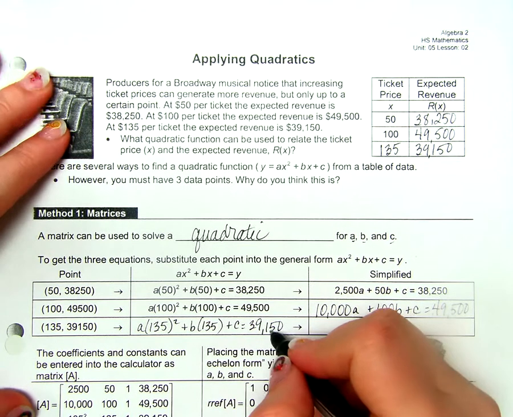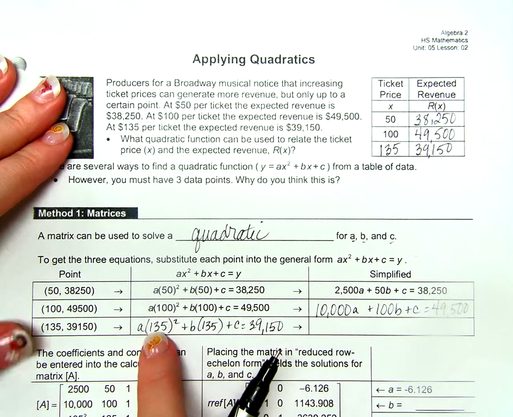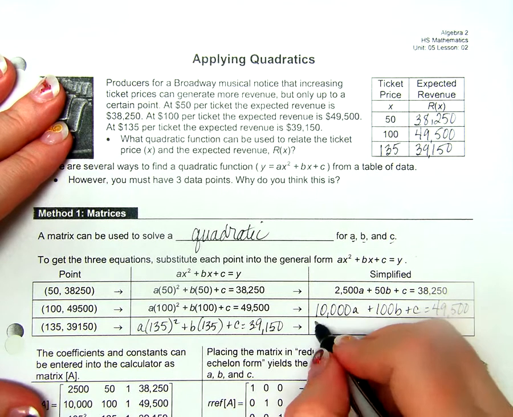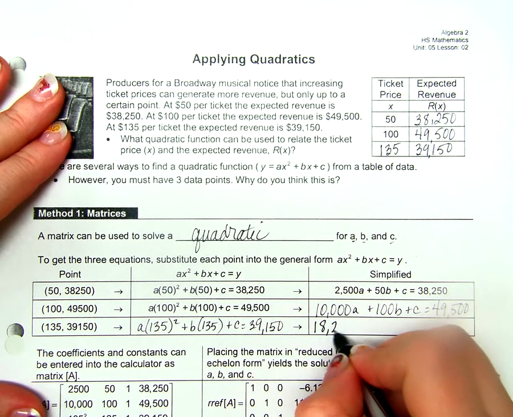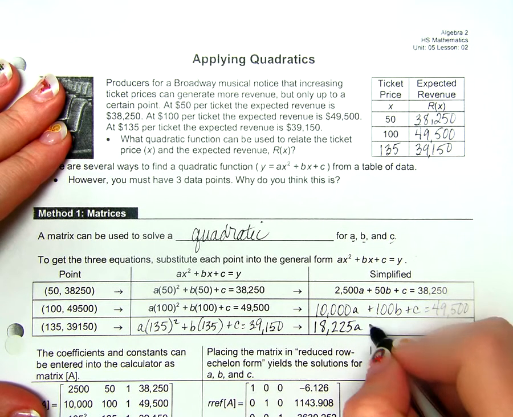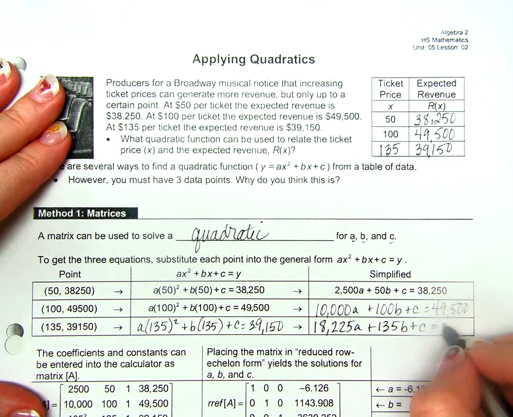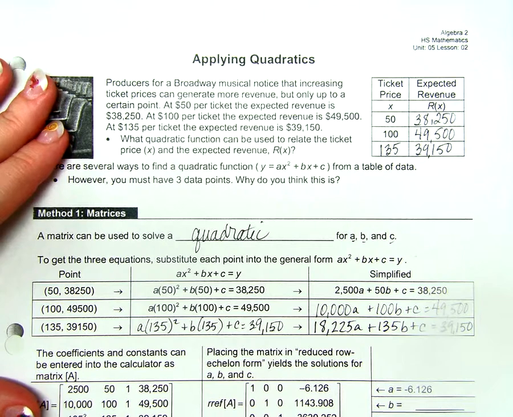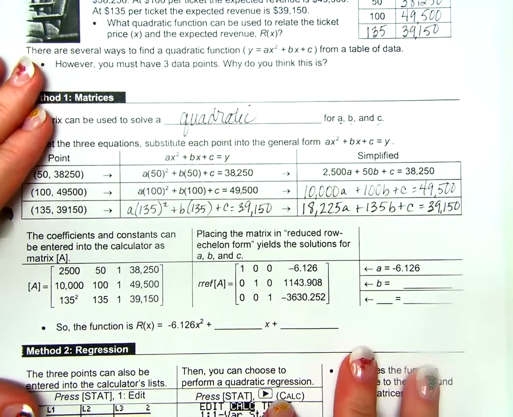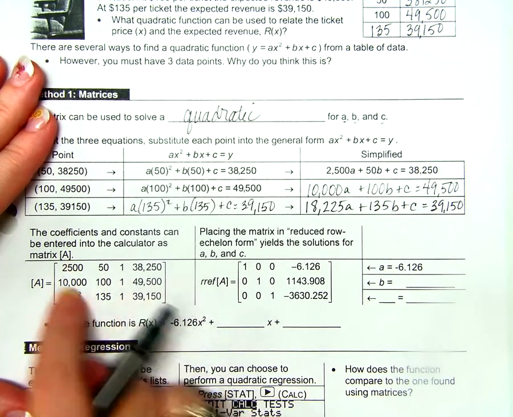The last one would be A times 135 squared plus B times 135 plus C equals 39,150. And the simplified version of that would be 135 squared, which is 18,225A, plus 135B plus C equals 39,150. Okay? So we take our coefficients and put them into a coefficient matrix here.